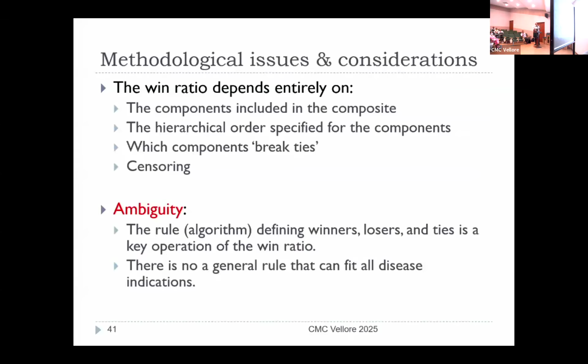As I said, the win ratio depends on which components you put, the order in which you put them, which components are more likely to break ties than others, and censoring. And you get this ambiguity, unfortunately, with it. And the win ratio for one study will be different from a win ratio in another study on the same disease, because it's not a standard one. Anybody can choose whatever they want to put as outcomes into it.